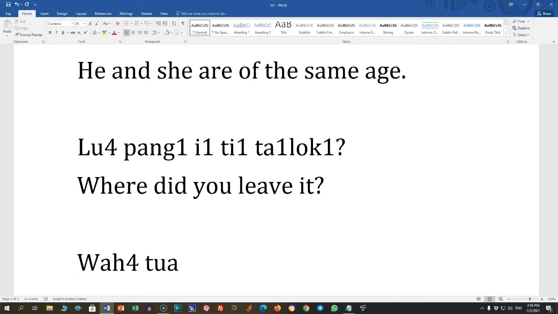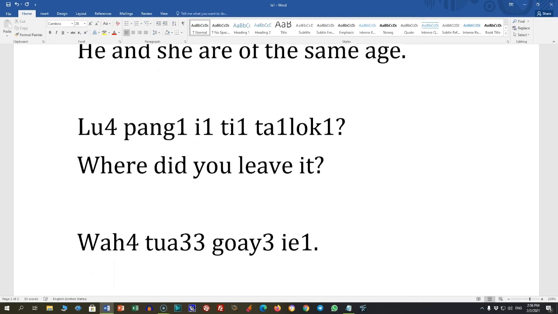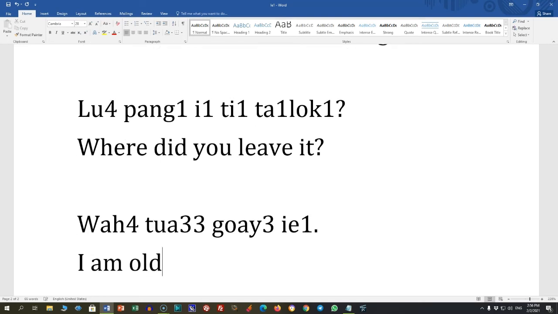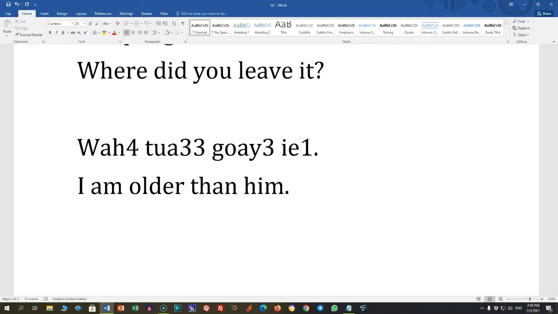Wa, tua, goi, i means I am older than him. So, as you can see, E can appear at the beginning of a sentence and it can appear at the end of the sentence. It always remains the same, no change in tone.